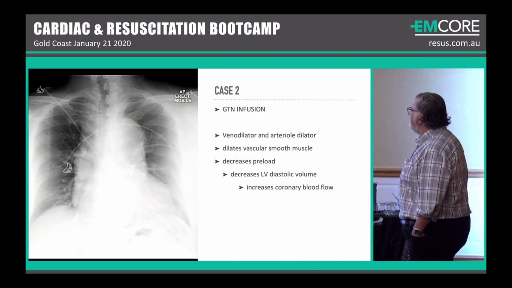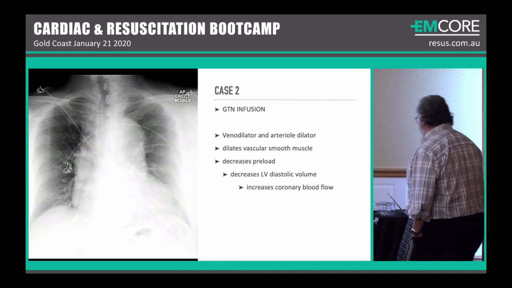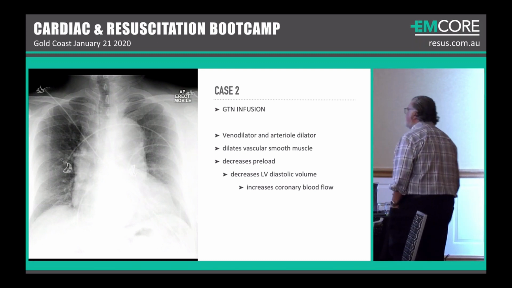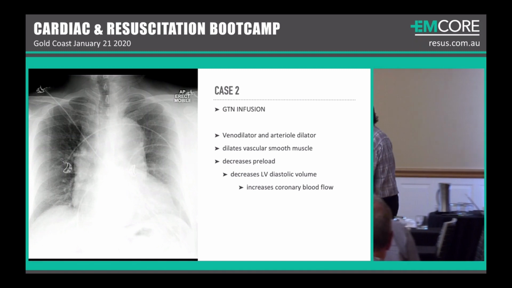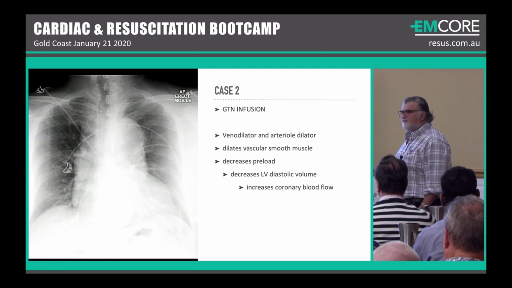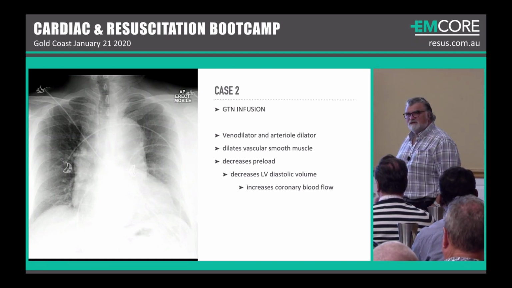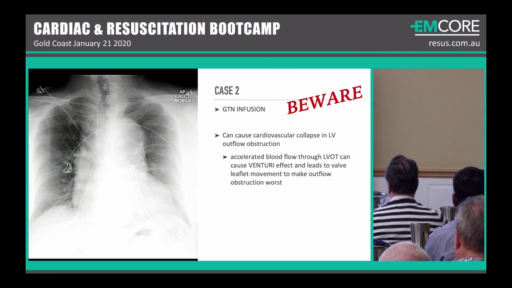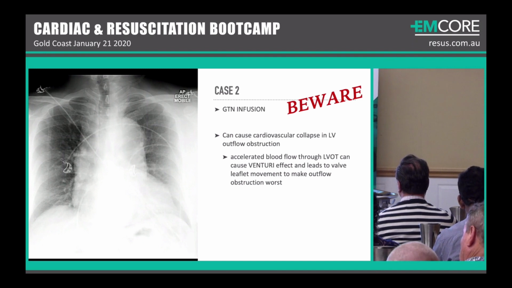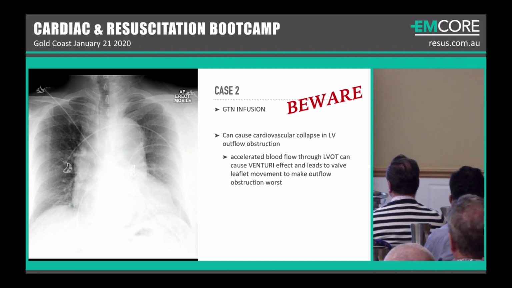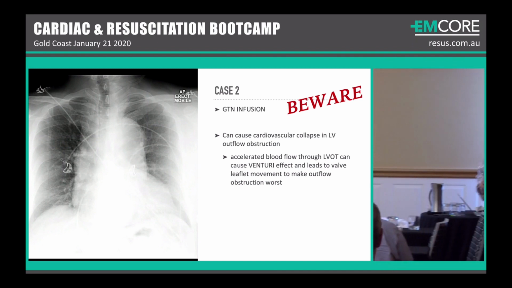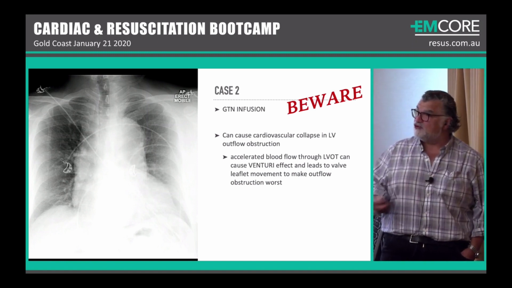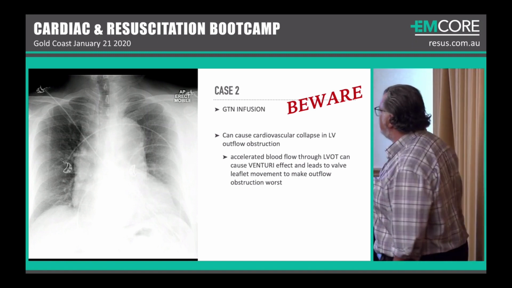What can we use? GTN infusion. It's a venodilator, it's an arterial dilator, it dilates all the vascular smooth muscle. It has an effect on coronary blood flow and left ventricular diastolic volume. We have to be a little bit careful, because it can cause a left ventricular outflow tract obstruction, as it can sometimes cause a Venturi type effect. And the other thing that it can cause is a reflex tachycardia, which you don't want in a dissection.